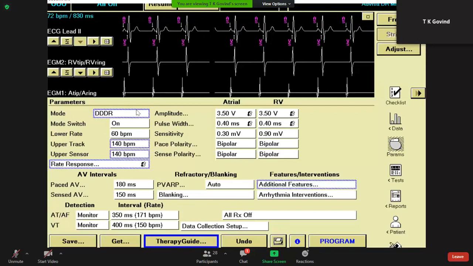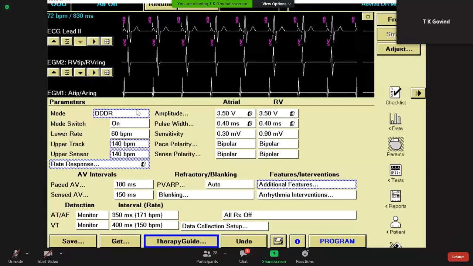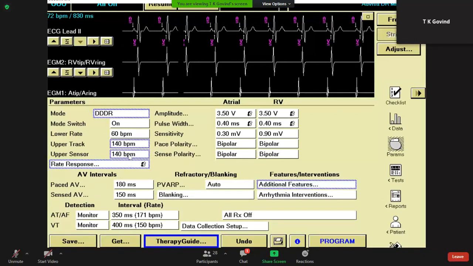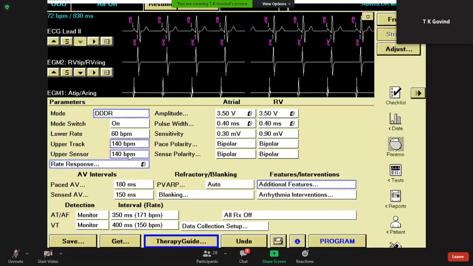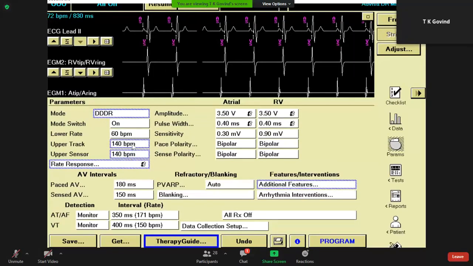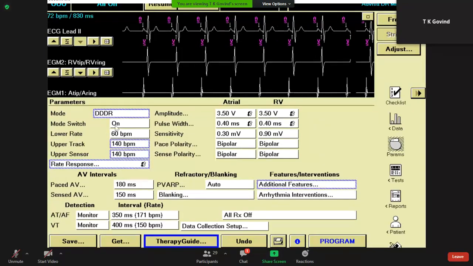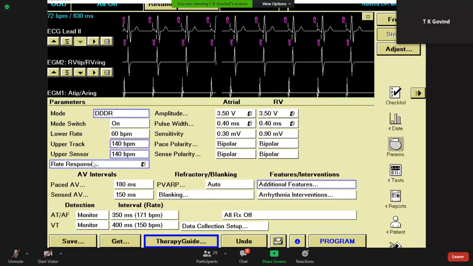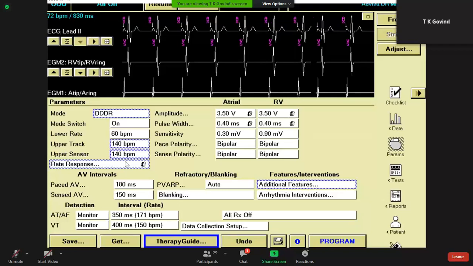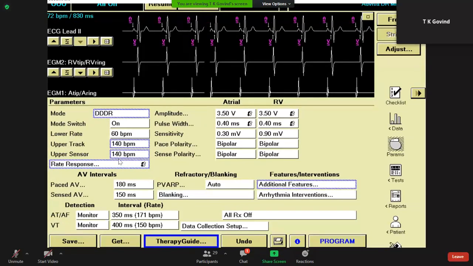But assume that the rate response parameters are programmed slightly more aggressively, and for the activity that he is doing, the sensor indicated rate is faster than the patient's sinus rate. Then it would do A pace and V pace, which is okay. The only thing is you are unnecessarily pacing the atrium. So there is nothing wrong in programming DDDR mode for a patient with sinus node dysfunction.